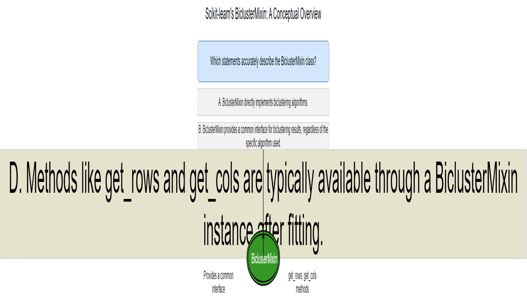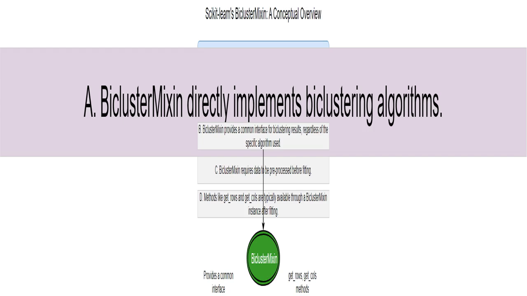After you've used a biclustering algorithm, you often want to see the results. That is, which rows and columns are grouped together in the biclusters. The BiclusterMixin makes this easy. Methods like get_rows and get_cols provide this information in a consistent way, no matter which biclustering algorithm you've used. This statement is incorrect.